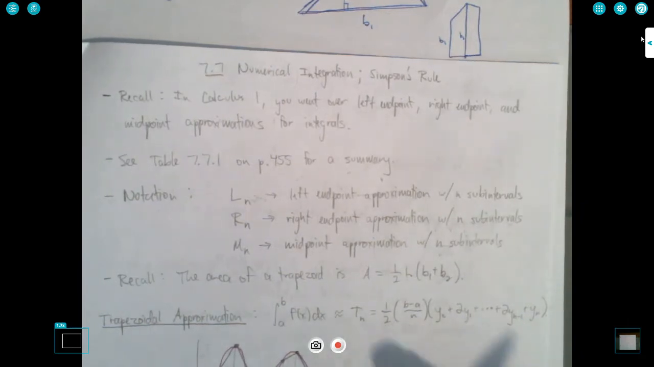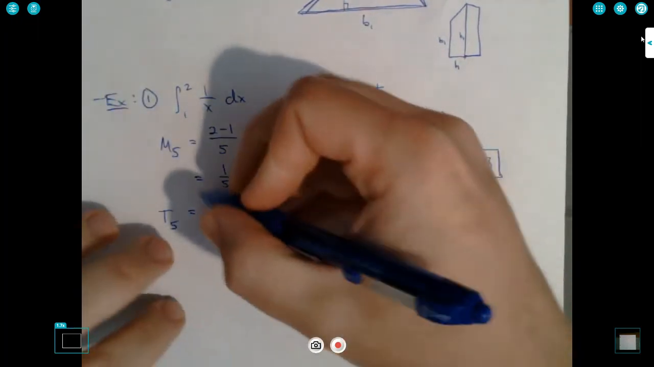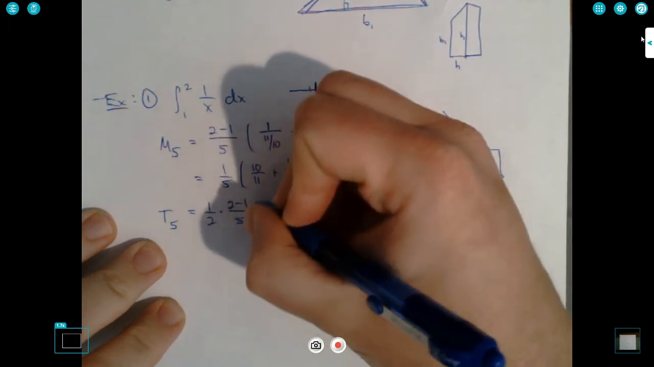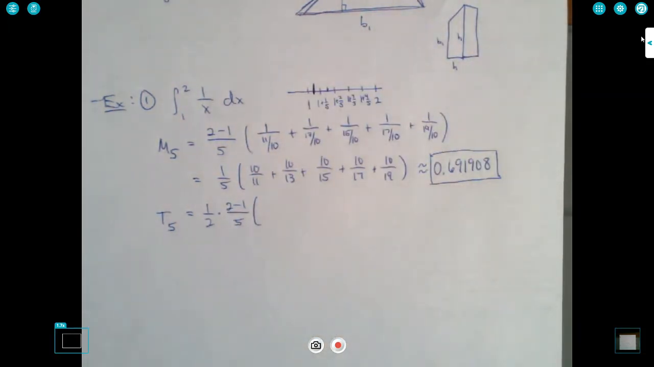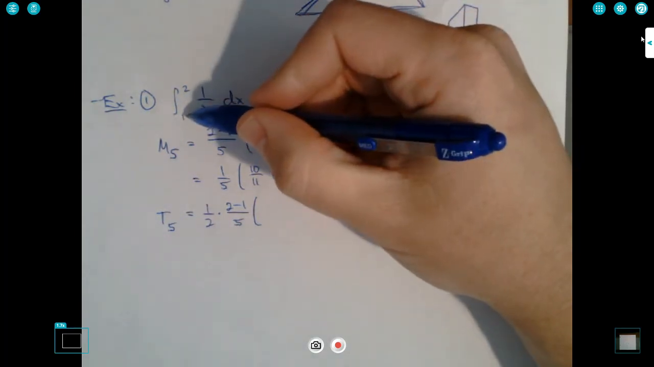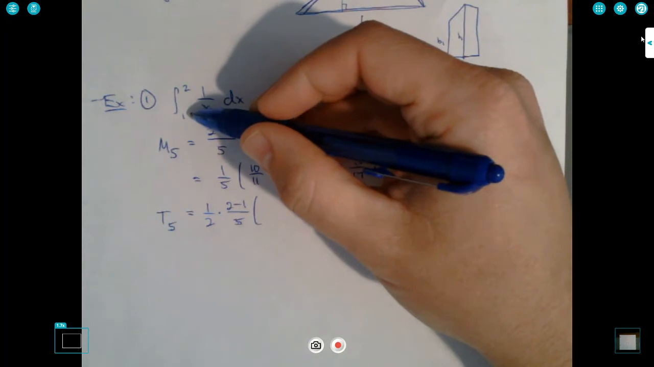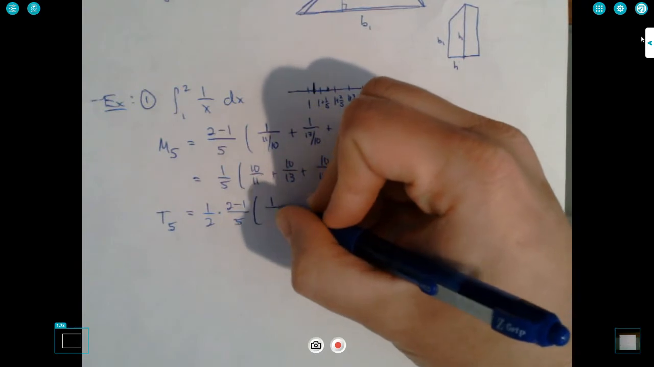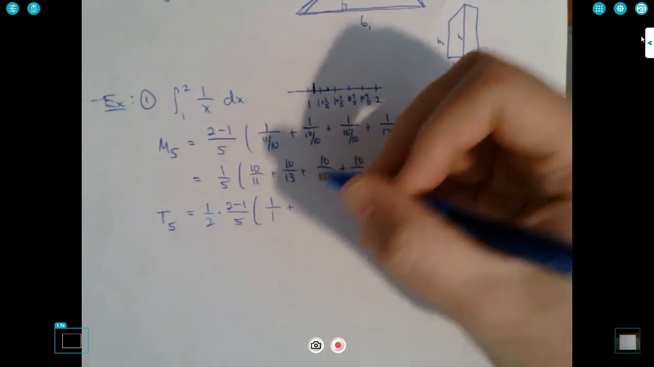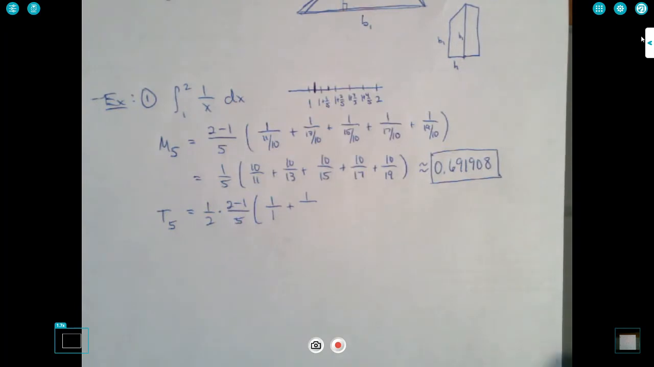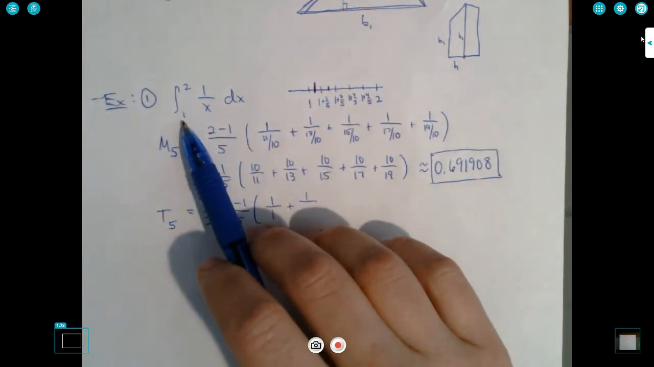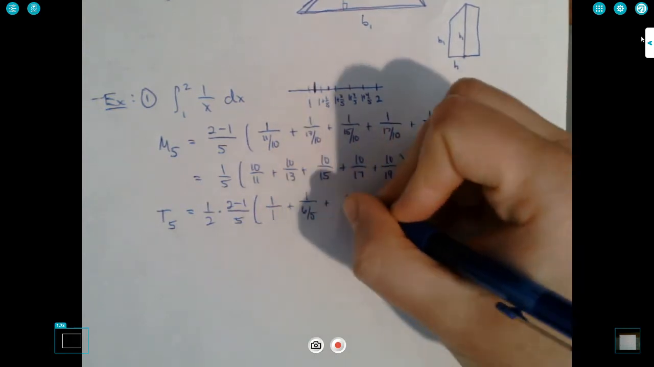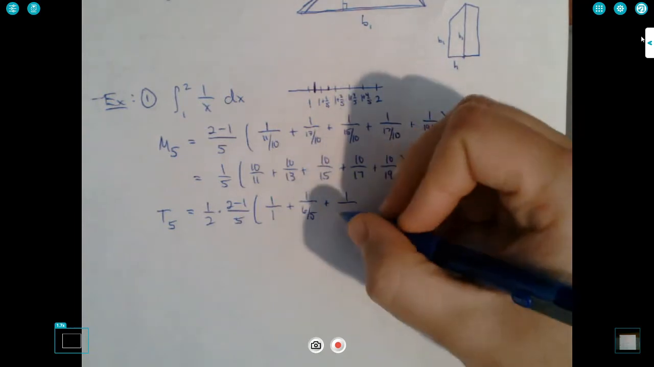So it's going to be 1/2 times (b minus a) over n times y0, that would be f of x0. x0 would be 1, so this is 1 over 1 plus 1 over, if I add 1/5, 1 plus 1/5 is 6/5. Plus 1 over, if I add a 5th again, 7/5.